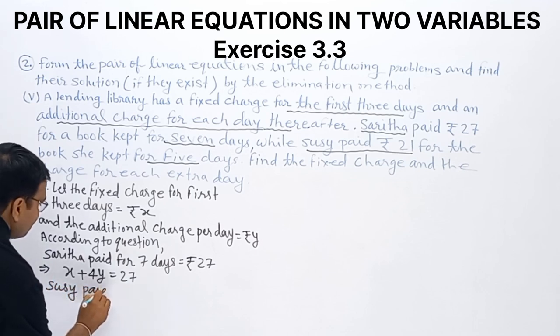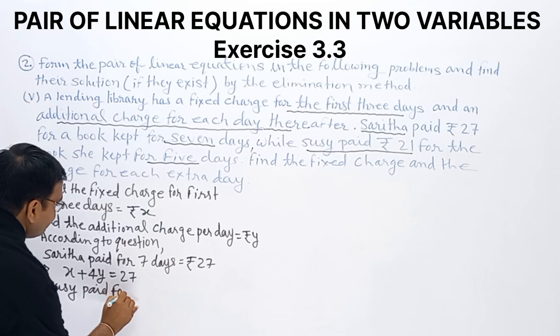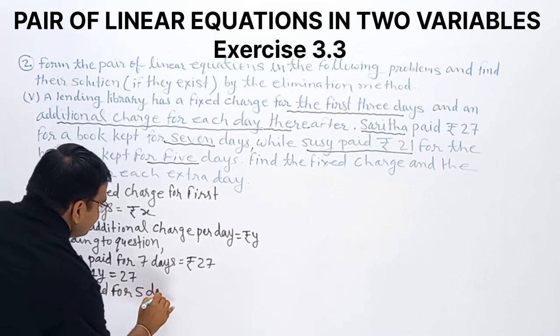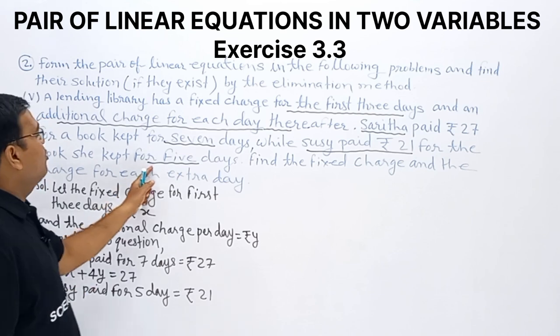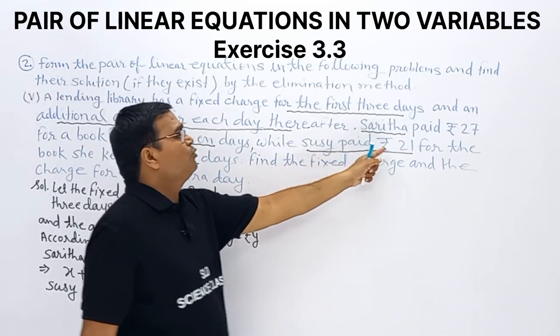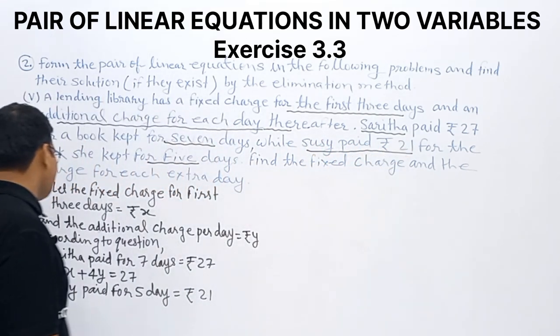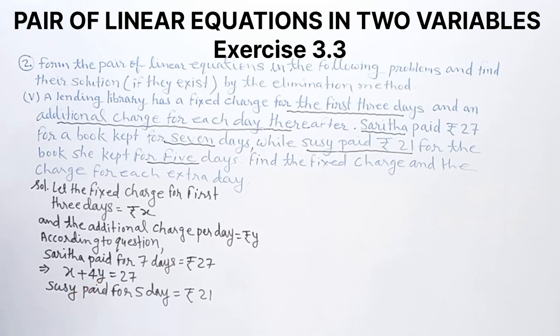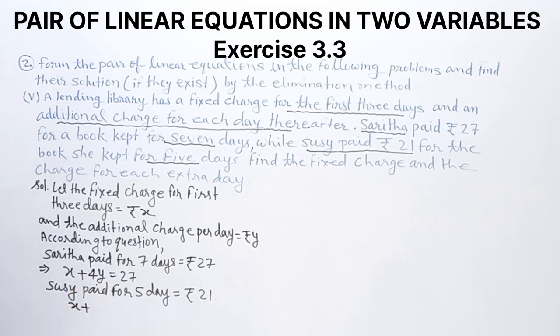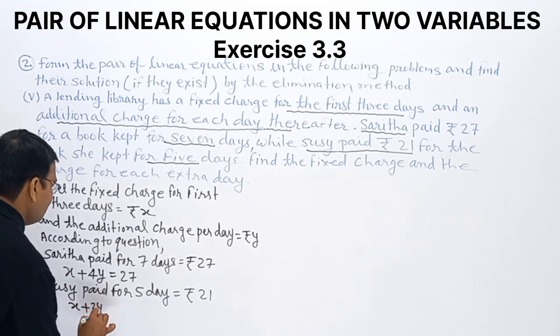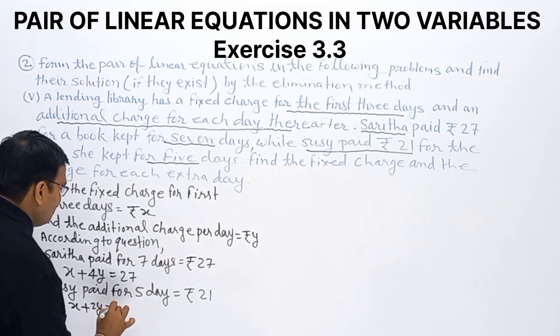Susi paid rupees 21 for 5 days. So how will we write the equation? 5 days means 3 days fixed charge, so x plus the remaining days, 5 minus 3, which is 2. X plus 2y equals 21.